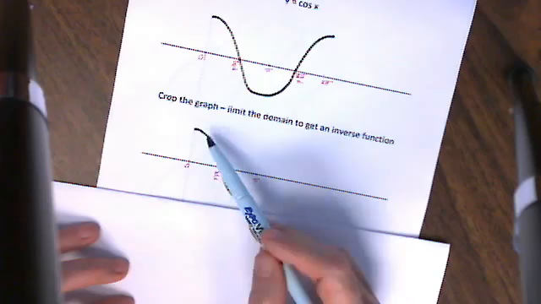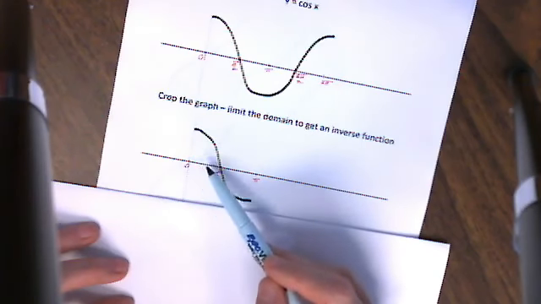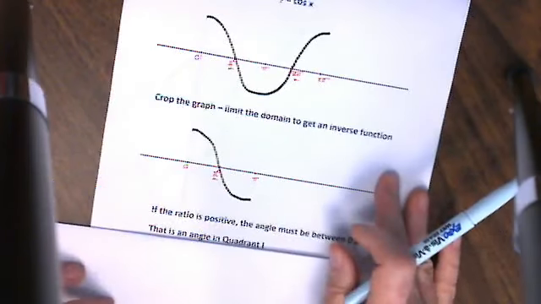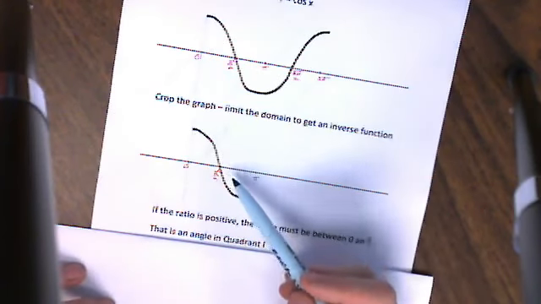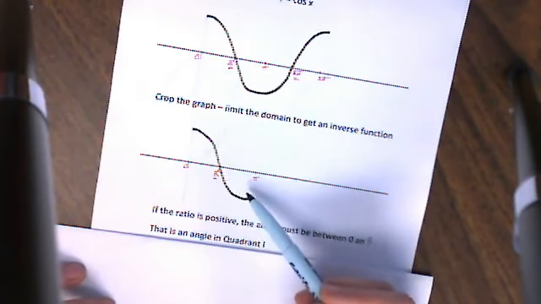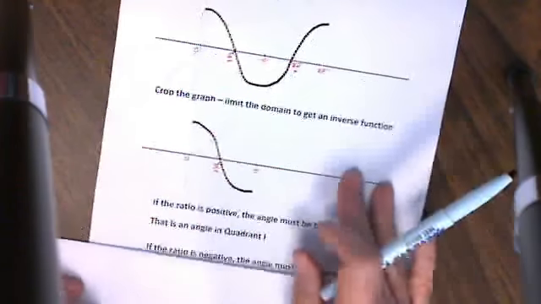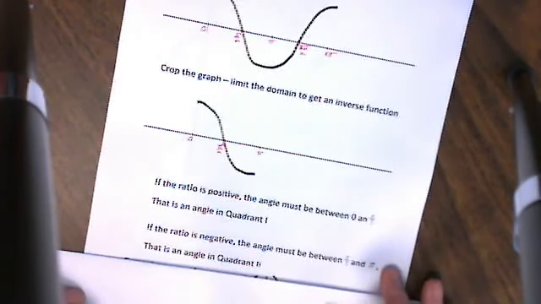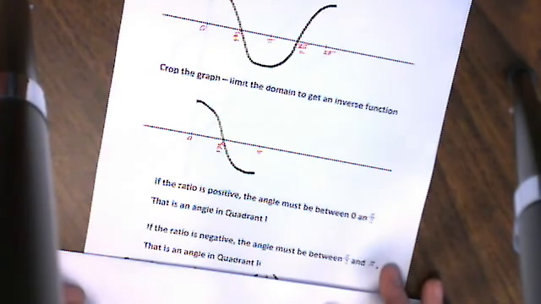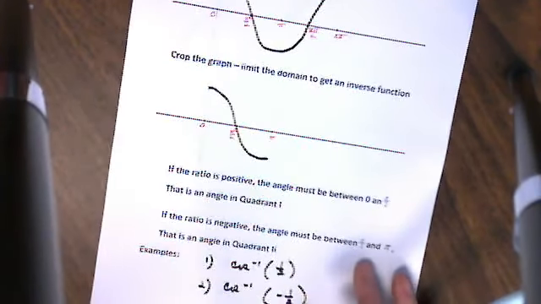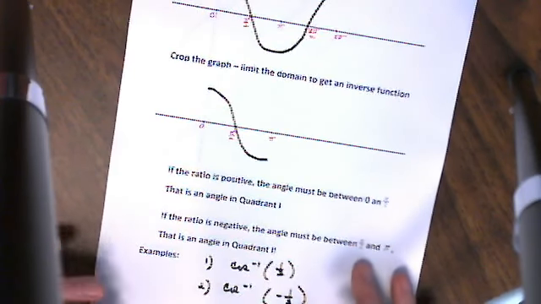Again, my ratios are positive where? When my angle is between 0 and pi over 2, that's an angle in quadrant 1. And here, when my graph falls below the x-axis, those are negative ratios, and I get negative ratios between pi over 2 and pi. That would be an angle in quadrant 2. This is going to cause me to use reference angles if my ratio is negative. Okay, let's take a look at a couple of examples here for the inverse cosine function.